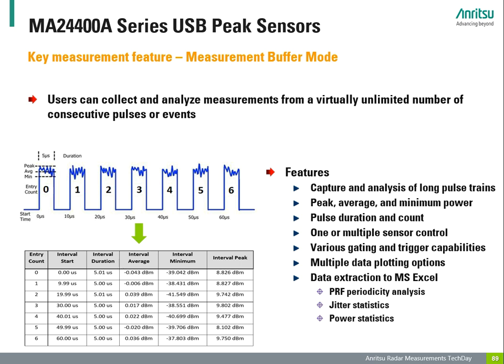Here we see a typical example where a long pulse train is captured and specific results are written into an always updated table. Thus, it is quite easy to analyze if the power remains within given limits over time and temperature, or if the PD or PIF might have some jitter, and so on.